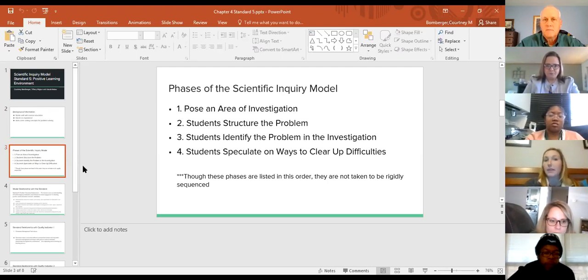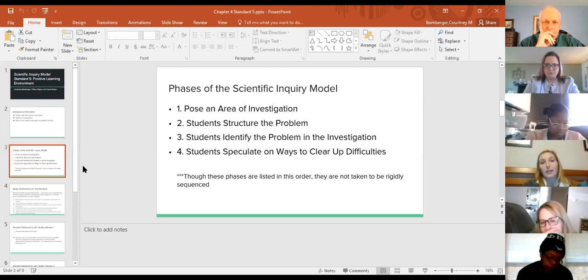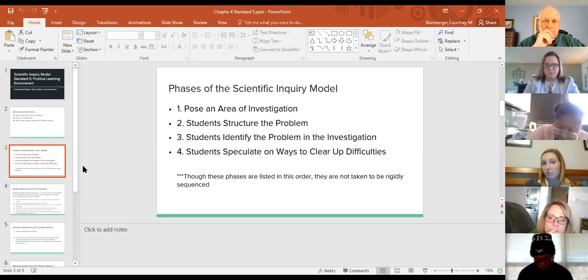And then the different phases of the scientific inquiry model, there are 4 phases. First one is pose an area of investigation. 2, students structure the problem. 3, students identify the problem in the investigation. 4, students speculate on ways to clear up the difficulties.